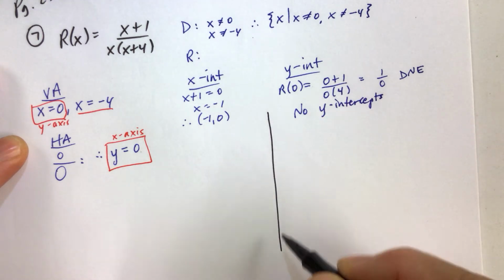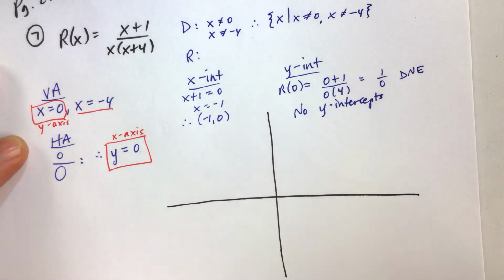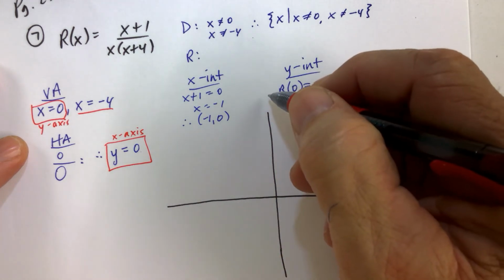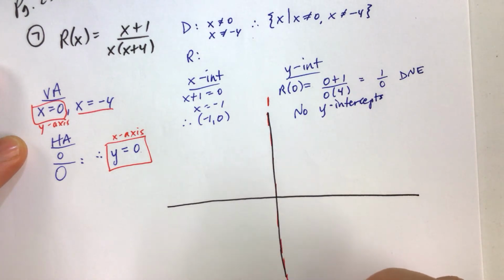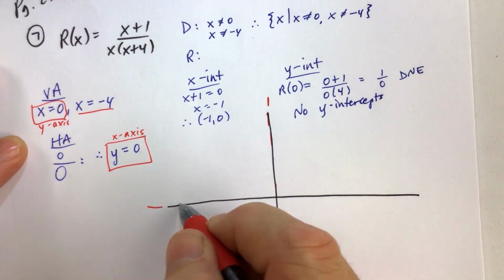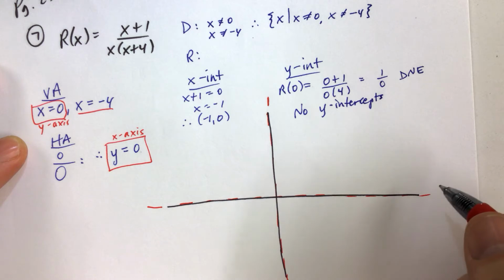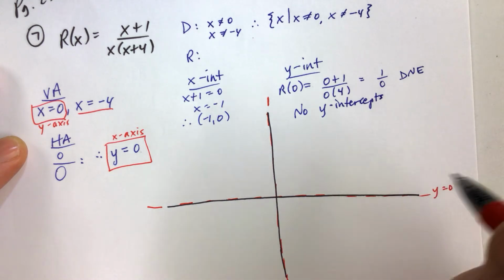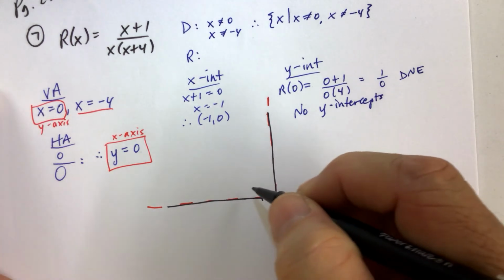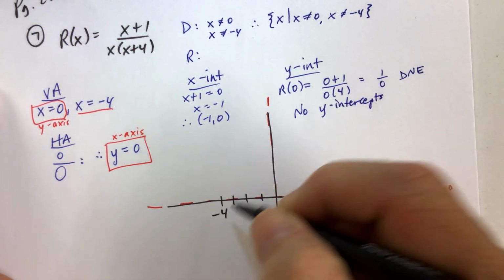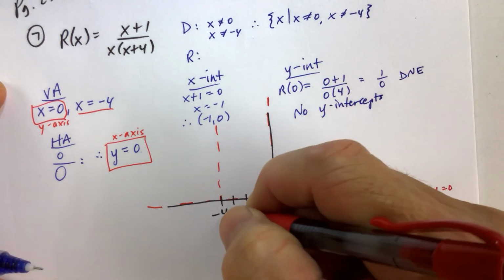So we have the y-axis and x-axis. Our y-axis is a vertical asymptote. So we talked about that. x equals 0 there. We also have a horizontal asymptote, y equals 0. And then we also have a vertical asymptote at x equals negative 4, and we want to draw that in red. I like to draw our asymptotes in red.